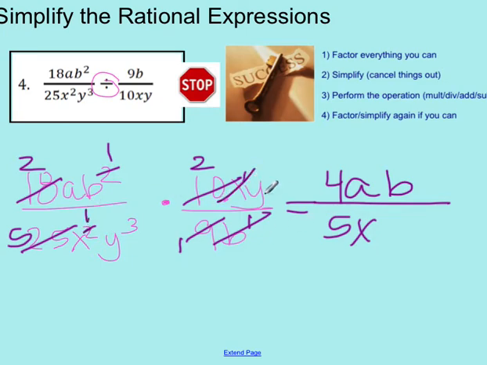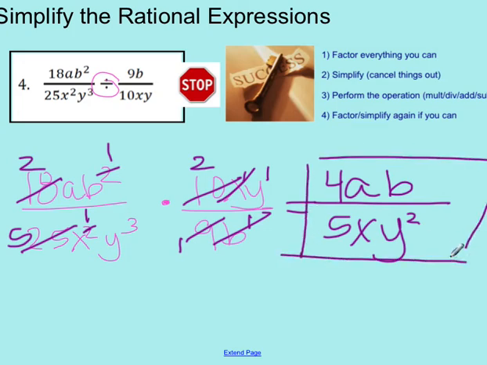And lastly, I have y. Y to the first and y to the third. Larger is in the denominator, so it would be 3 minus 1, so y to the second. So my final answer is 4ab all over 5xy squared.